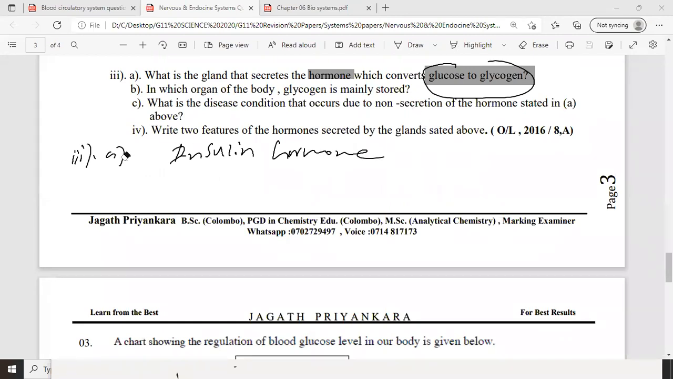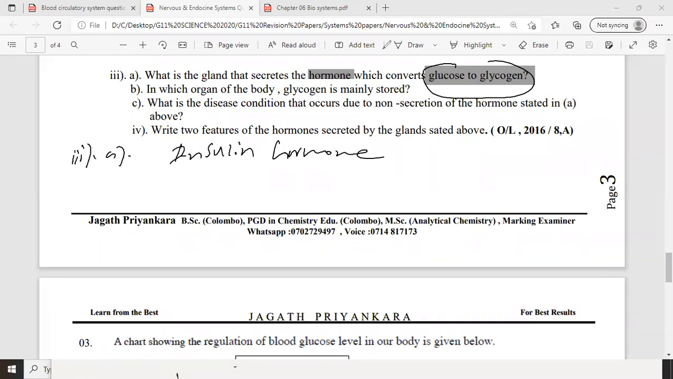So what is the opposite of this? Glucagon. That is the opposite, breaking down of the stored glycogen. Glucose to glycogen by insulin. Then glycogen to glucose again is done by the glucagon hormone. When you are fasting, glucagon is important. It will give a signal to release this.